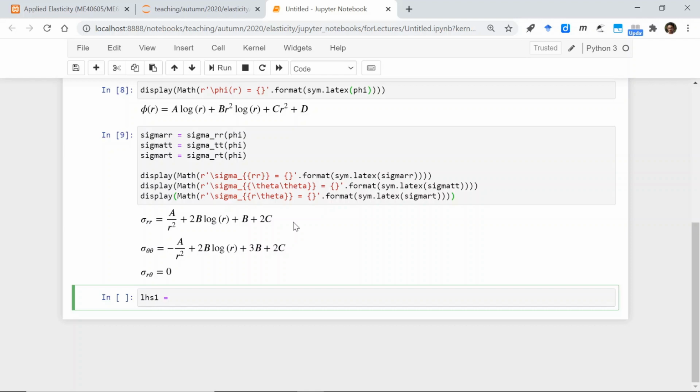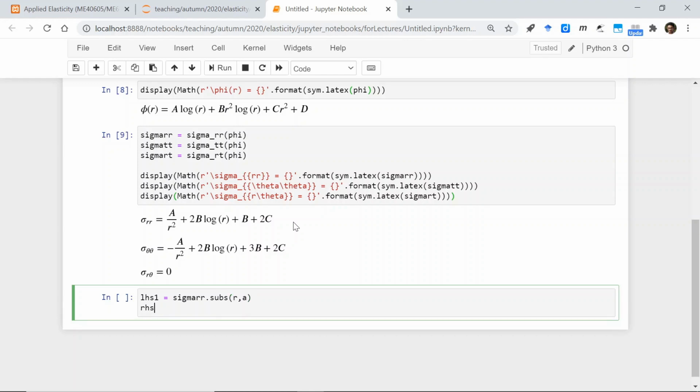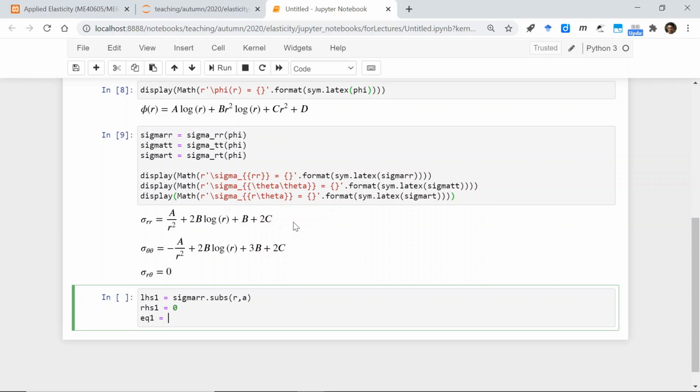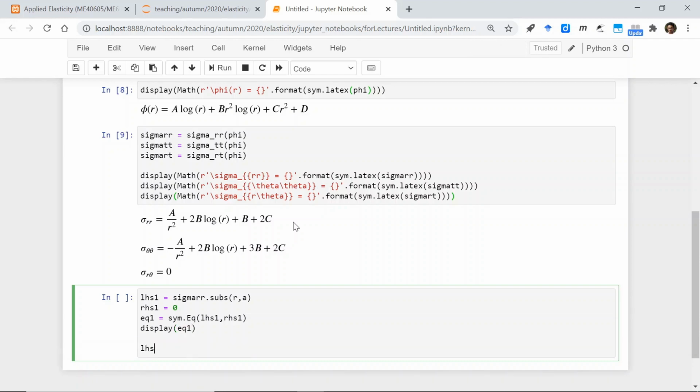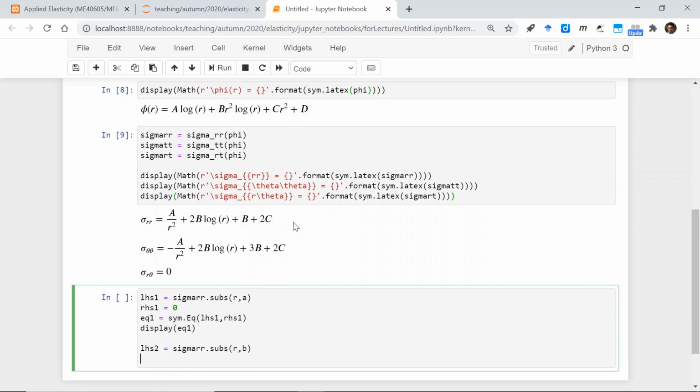So for the first boundary condition, sigma rr equal to 0 at r equal to a, the left hand side will be just the sigma rr expression, but where the r is substituted by a. Next, for the RHS, I just have 0. So the first equation corresponding to the first boundary condition will be LHS1 comma RHS1. That's it, and I can display this. Next, for my second boundary condition, I have similarly the sigma RR, where R will be substituted by B, and the RHS will be simply 0. And this will be my second equation.